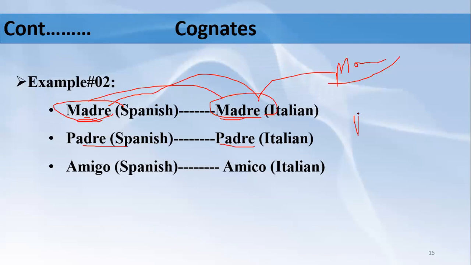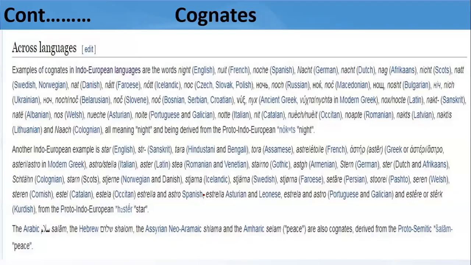Fine. Now moving to this one, again we have padre in the Spanish language, padre in Italian, and father in the English language. So all these three are the cognates of one another in different languages. Okay, we have amigo. I don't know what these words mean, because we do not know Italian and Spanish, but they seem to be alike in terms of form and meaning. So again, they are also the cognates of one another. Here we have a list of cognates. It's available on Wikipedia. I got it from there. Simply go to Google or Wikipedia and type cognates, and you will find such examples.